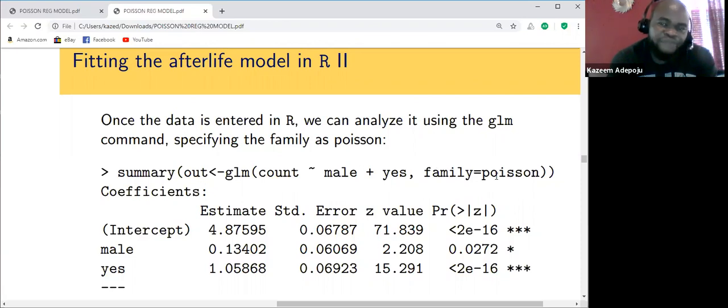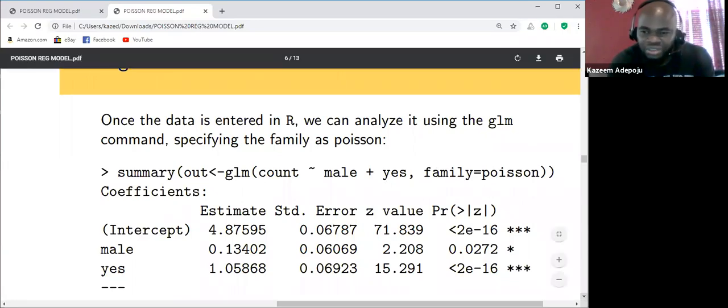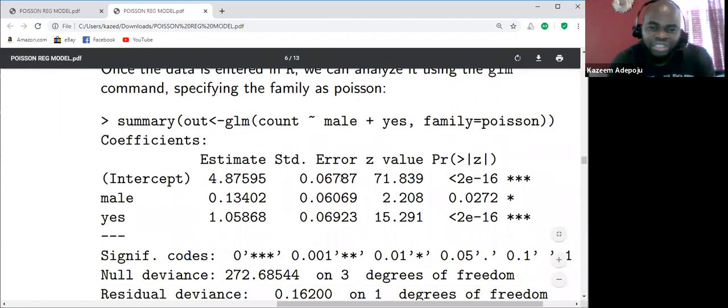Okay, the family here is actually going to be Poisson, not binomial. If you put binomial, it's not going to run. So this is the code to run a Poisson regression in R. This is the result that I have right now. You can see the beta naught, you can see the beta 1, you can see the beta 2.